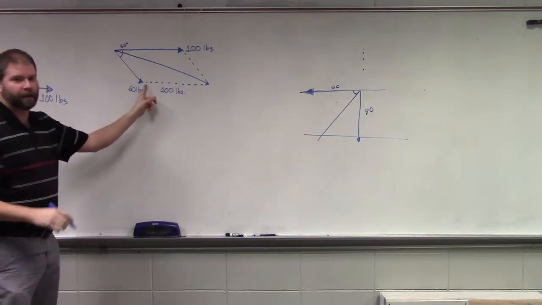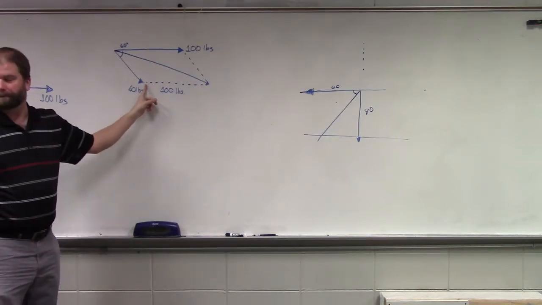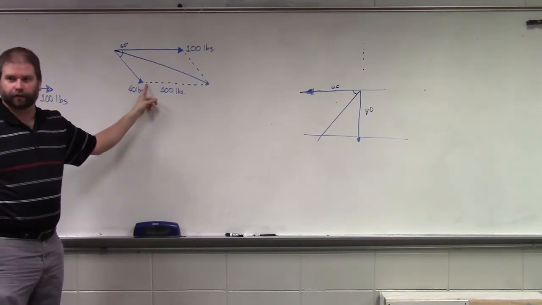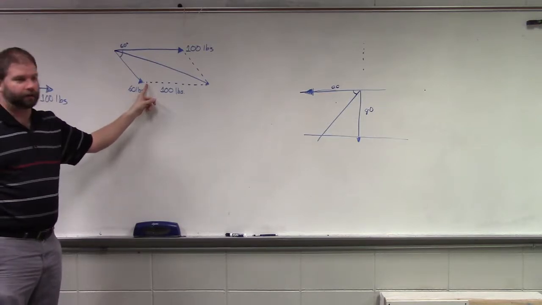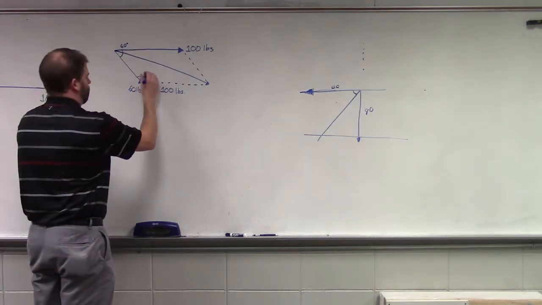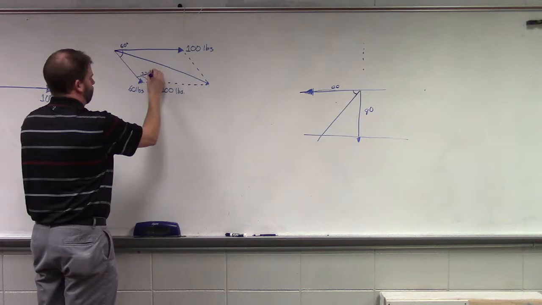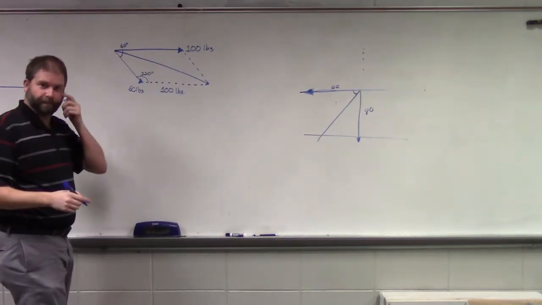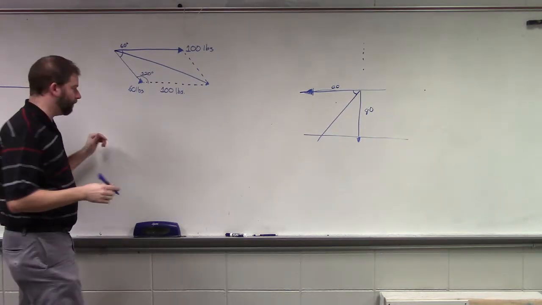What do we know about this angle? It's larger than 90 degrees, 120 degrees. Why do we know that it's 120 degrees? It's the exact same angle as our original problem. Okay, so now, Justin, we can apply the law of cosines.